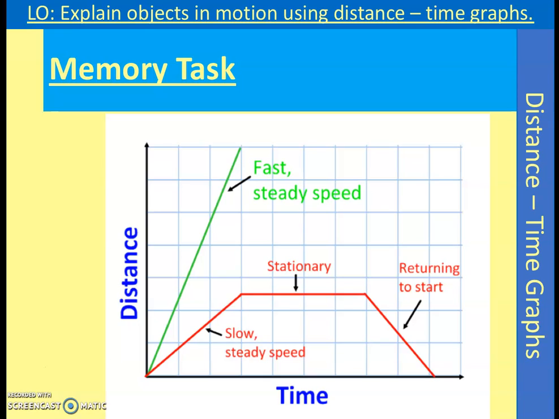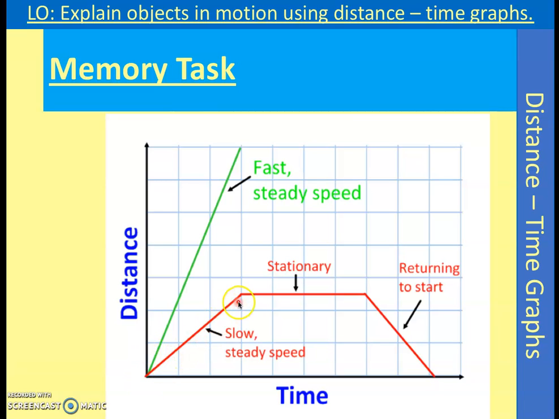What did you remember? Did you remember distance is on the y-axis, time is on the x-axis? How did you get on with labeling those two lines? So your fast, steady speed, that's a steep line going upwards. How can we remember this for the exam? So look at it this way. That is quite a short amount of time for the amount of distance that's been covered. So it has to be a fast, steady speed.